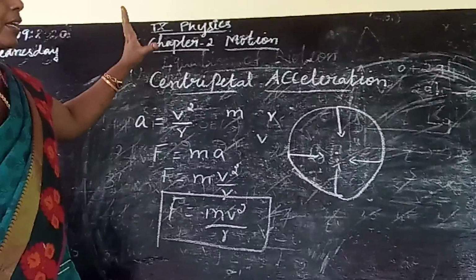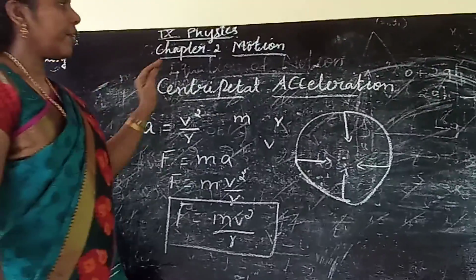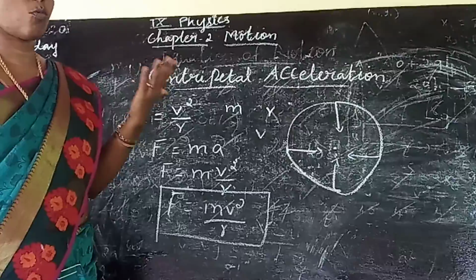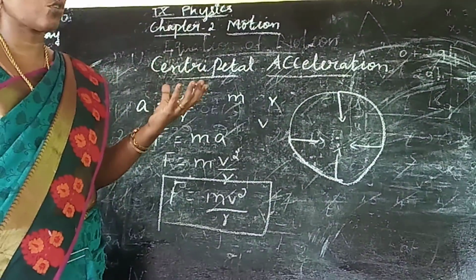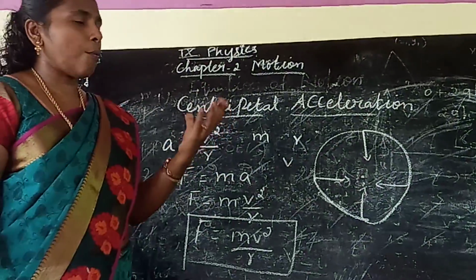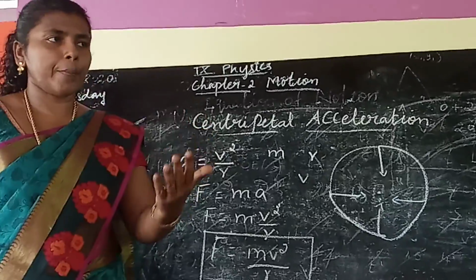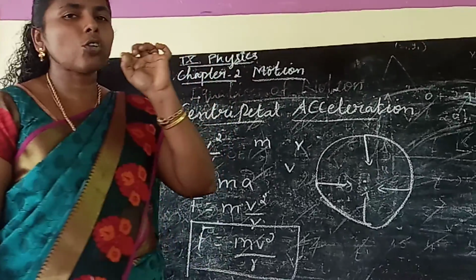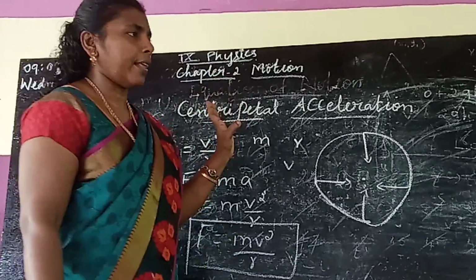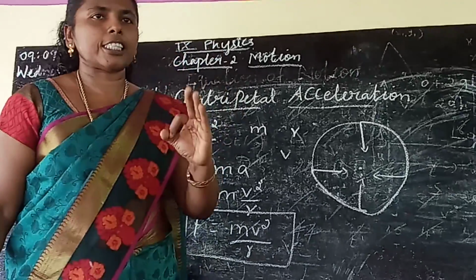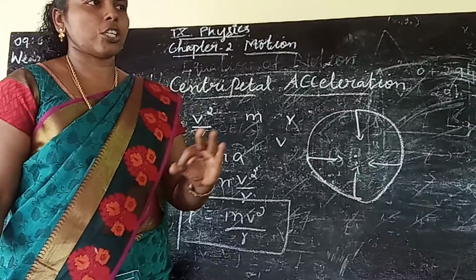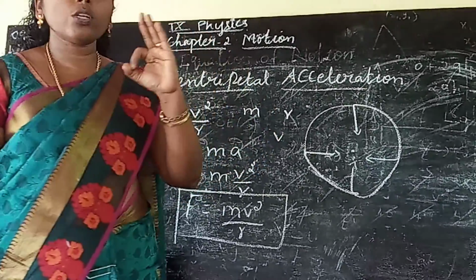Let us recall this lesson, motion, a very important lesson. What is motion? Motion means a body changes from one place to another. Rest means the body does not change from one place to another. From there we learned distance, displacement, speed, velocity and acceleration, and the units also.